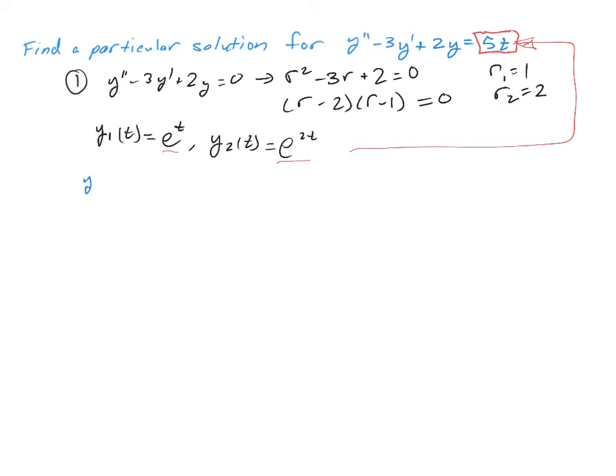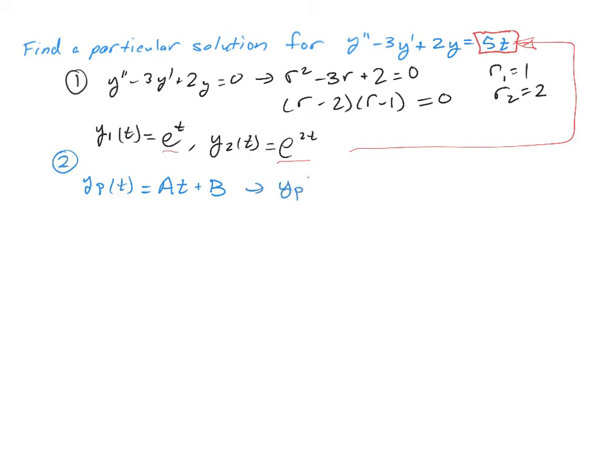So our yp of t is going to be some unknown coefficient a times variable t plus another coefficient b. And this is just a linear function. Think of it as mx plus b. We now need to take the first and second derivatives. And by the way, this is step 2 of the process. So we take the first and second derivatives.